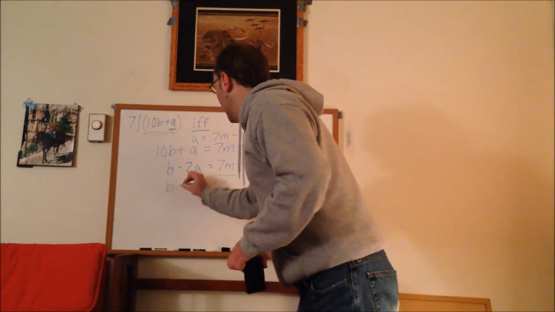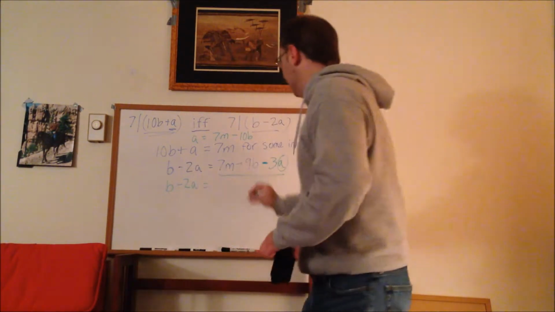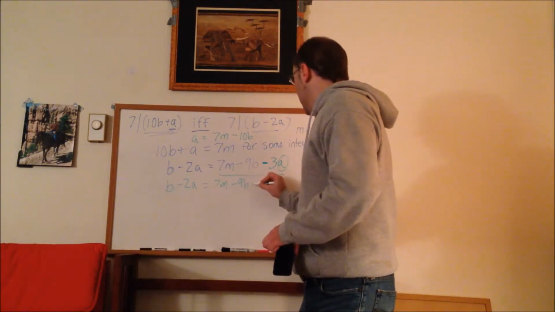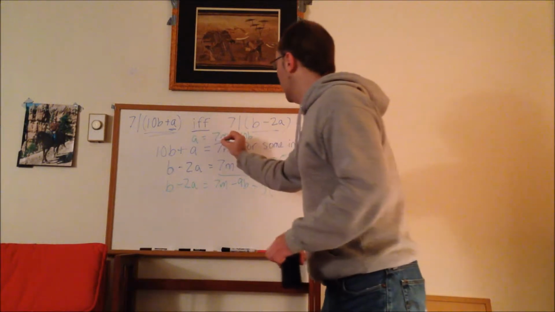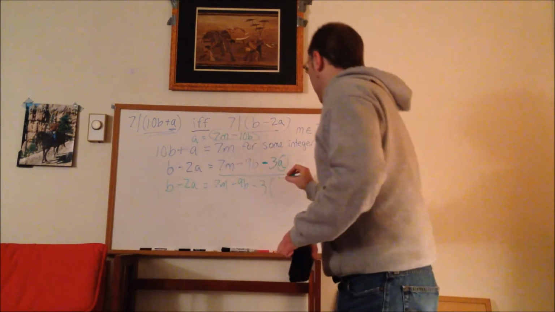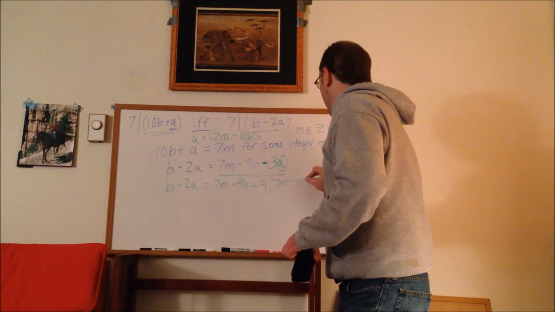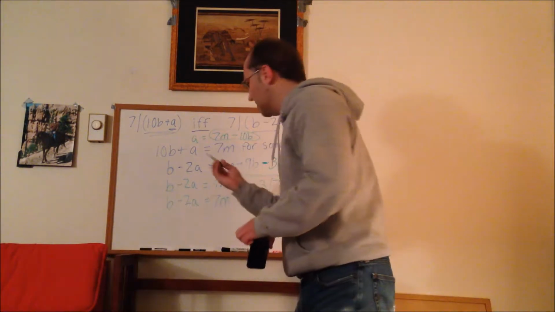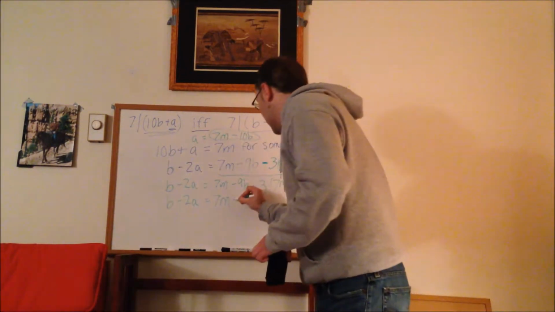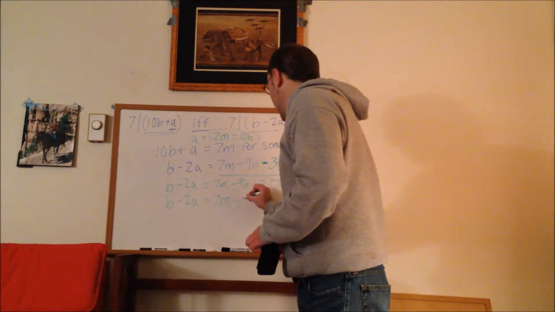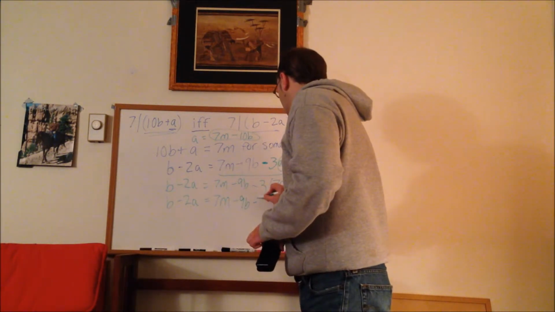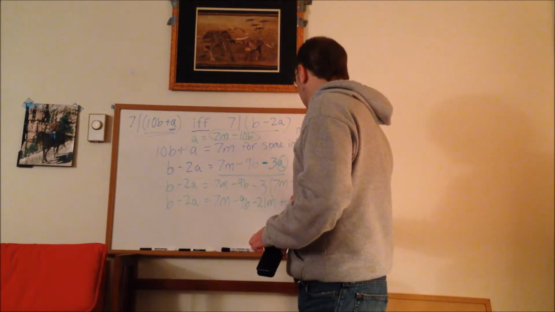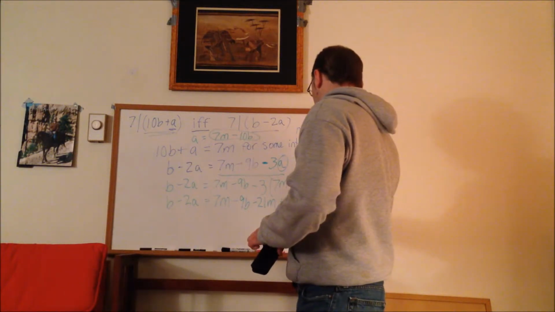So now you can write this as 7m minus 9b minus 3, and then you substitute in this. So that's going to be 7m minus 10b, and that gets rid of a. And so now you distribute here. These things are terrible. I'm going to get a new set of these. Okay, so now we have 7m minus 9b minus 21m. And then remember, this is negative times negative, so it's going to be plus 30b.